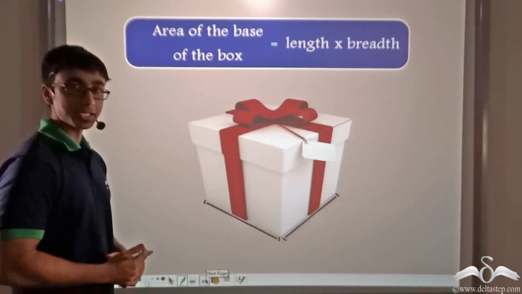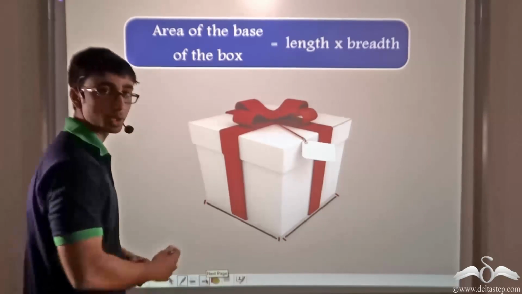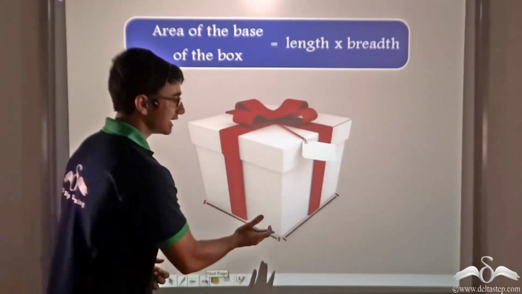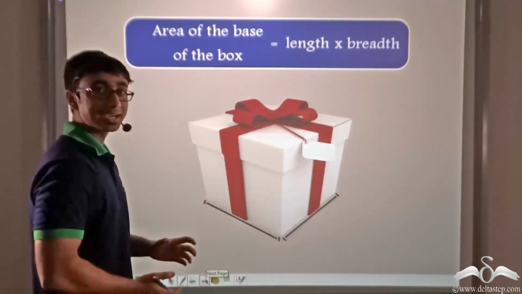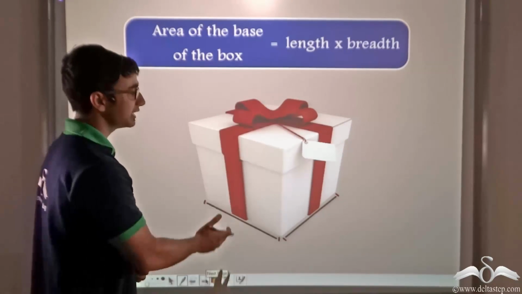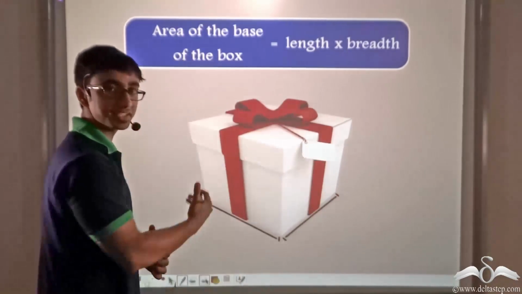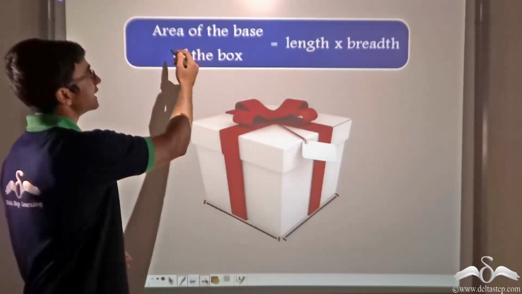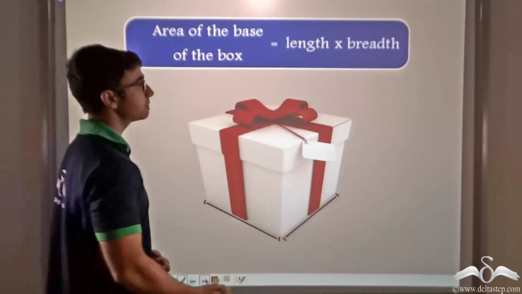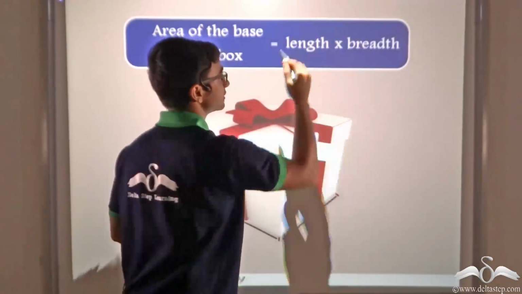So he proceeded to calculate the breadth of the box. So now he knows the area of the base of the box, and in a similar manner he can calculate the area of any face of the box. So the area of the base of the box is given by length into breadth.